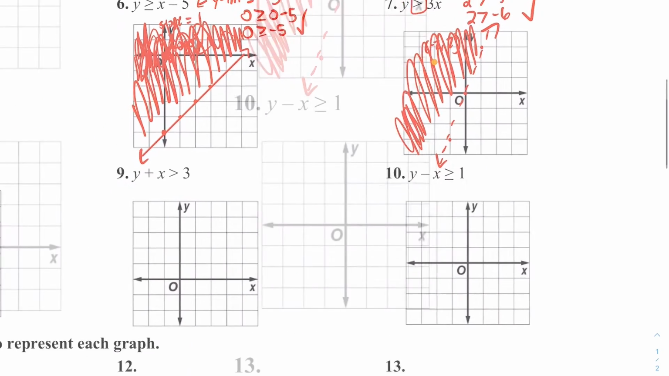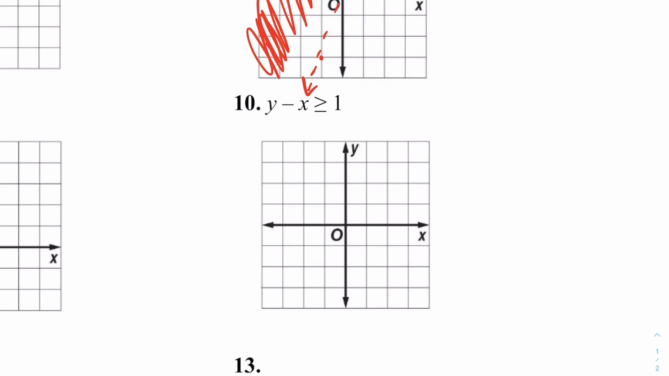Let's just do a couple more. Okay, number 10. Y minus x greater than 1. Let's change that to be negative x plus y greater than or equal to 1. My x-intercept will be negative 1. My y-intercept will be positive 1. So I have that, and I have this.